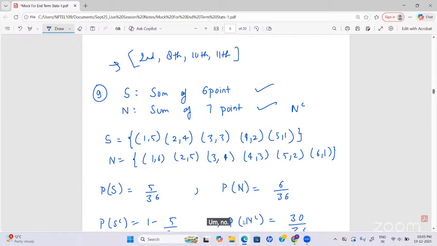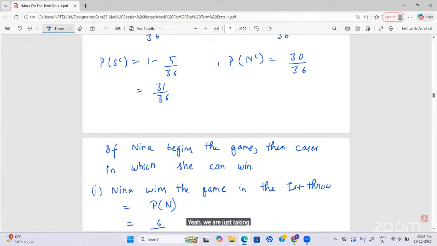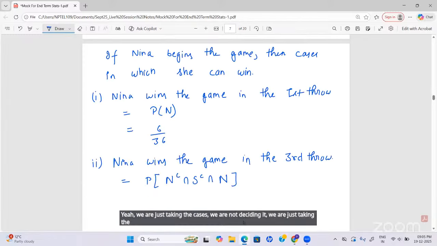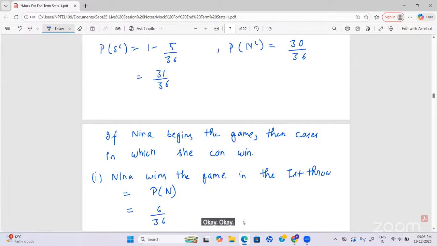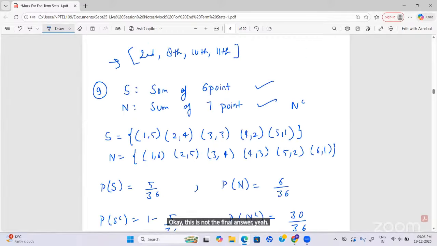Ma'am, how do we decide that she can't win in the first trial? We are not deciding it. We are just taking the cases here. What can be the possible ways in which she can win? This is not the final answer.